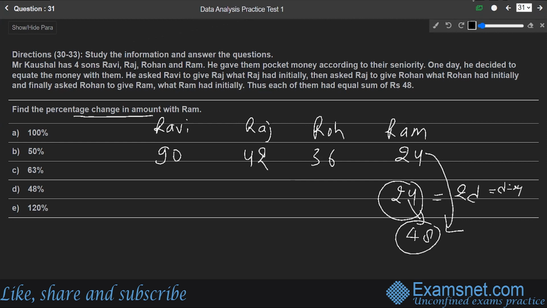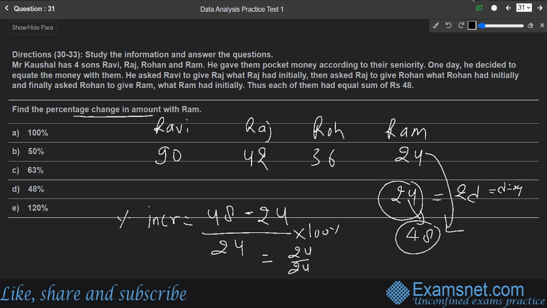Percentage change, or percentage increase, can be found out by the new value, that is 48, minus the old value, that is 24, divided by the old value only, that is 24, into 100%. If you solve this, it comes out to be 24 by 24 into 100%, which is simply 100%. So that is the right answer, 100%, available in option A.